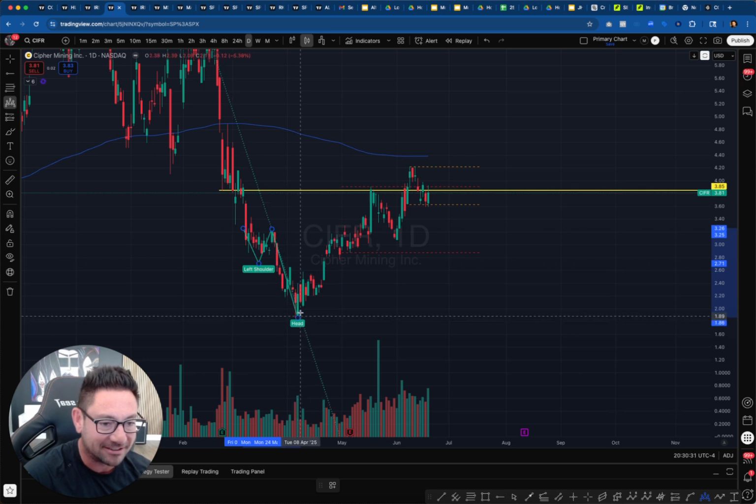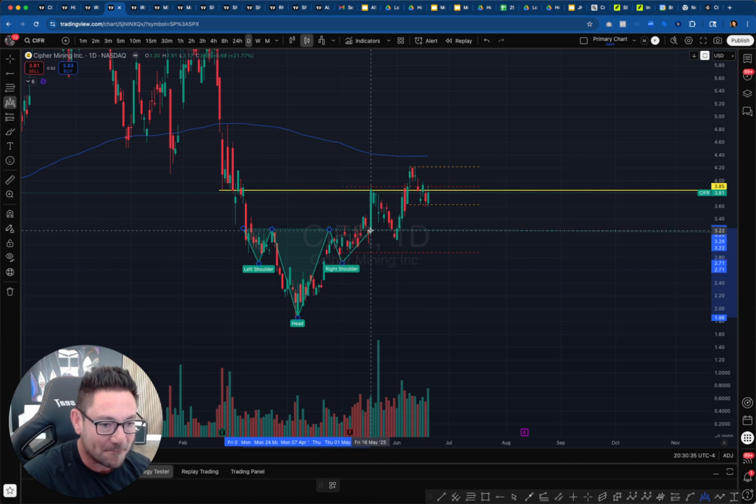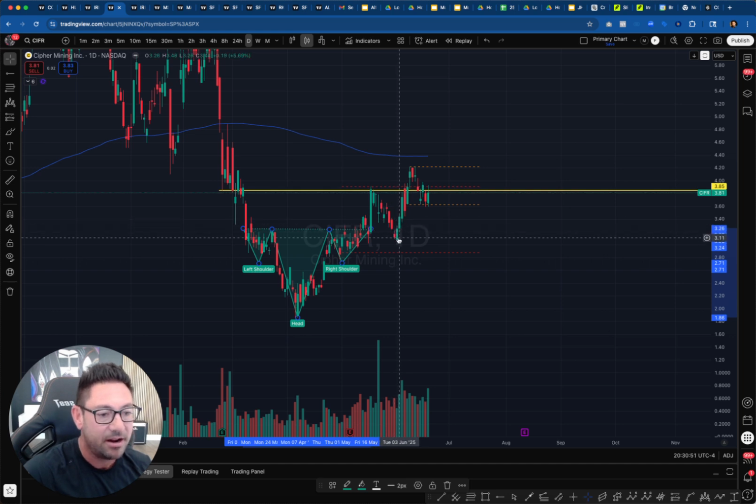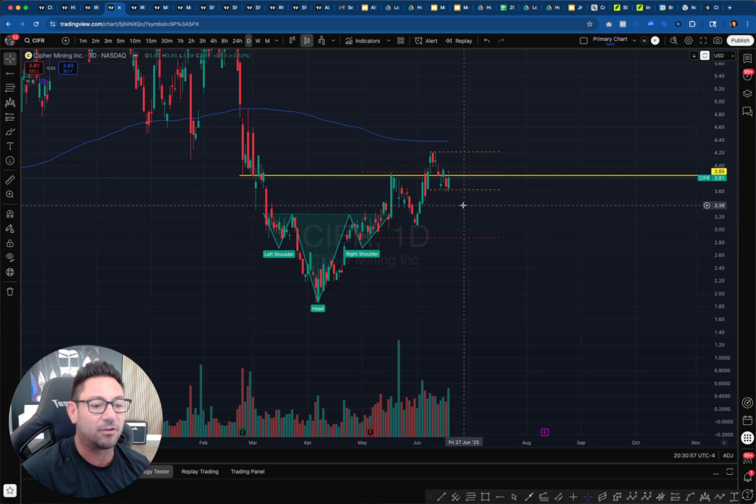So check this. Right? Boom. Boom. So you see that? So you had left shoulder, head, right shoulder. Then you had this breakout. Then you had this check back. Right? You had the retest. Then it obviously supported it, and then came back through, and then truly made this what I see as a cup and handle. But again, we do not have that confirmation yet.